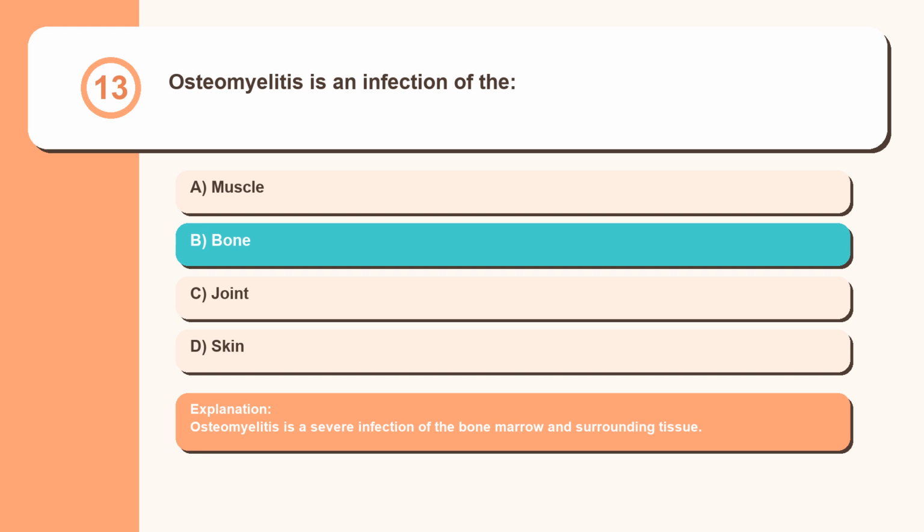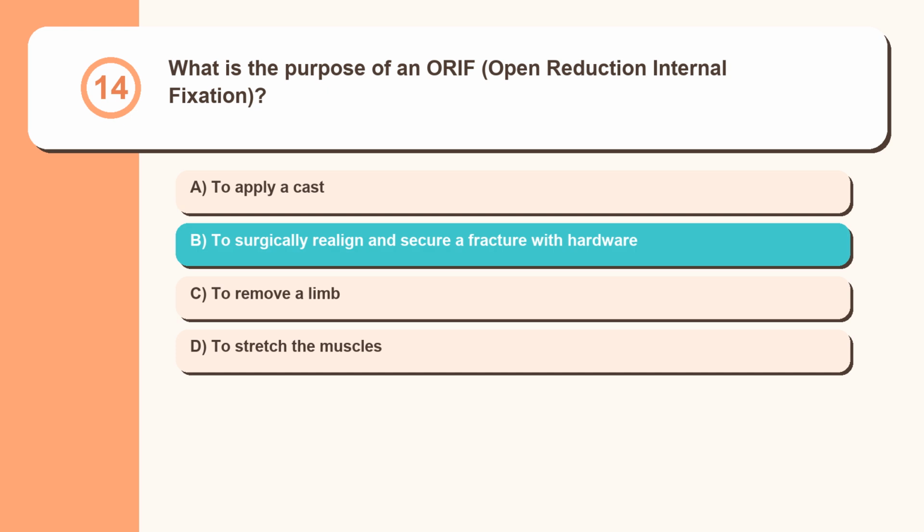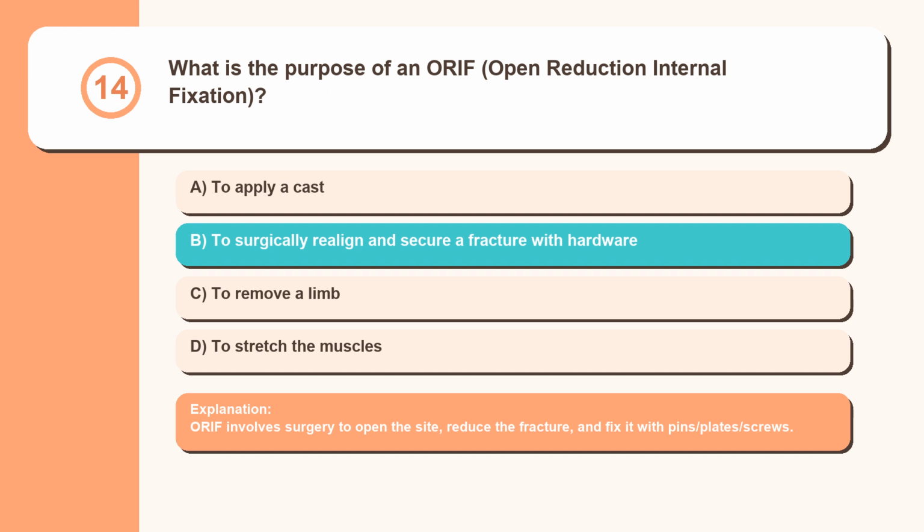Question 14. What is the purpose of an ORIF, open reduction internal fixation? To apply a cast. To surgically realign and secure a fracture with hardware. To remove a limb. To stretch the muscles. ORIF involves surgery to open the site, reduce the fracture, and fix it with pins/plates/screws.